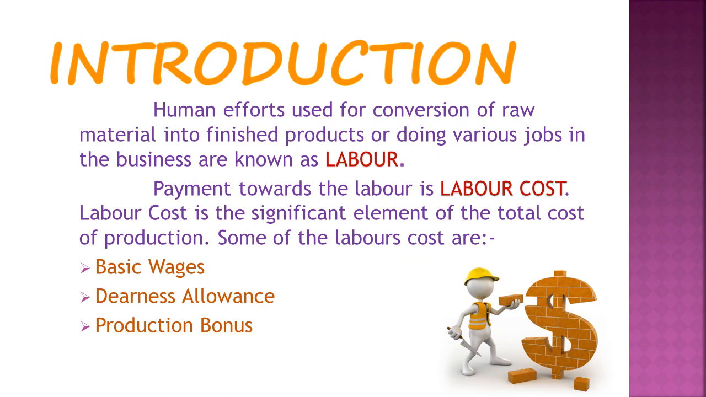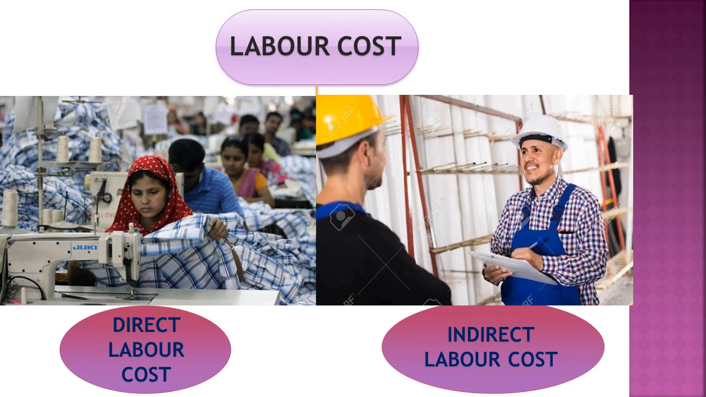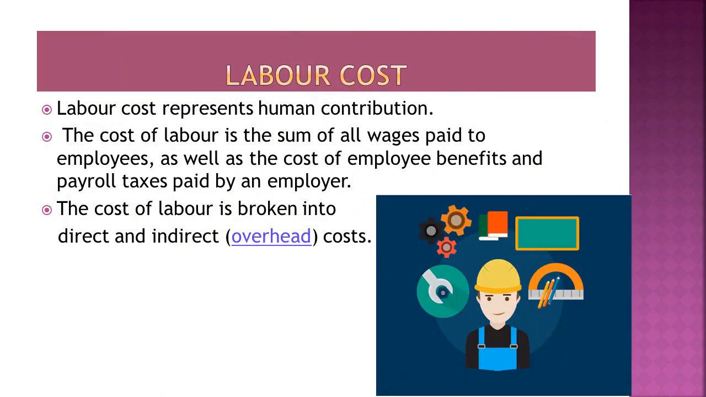So the introduction: human efforts which are required for converting raw materials to finished products is known as labor, and the amount which we give as remuneration to the worker is known as the labor cost. The most perishable item, and it's of two types, that is direct labor and indirect labor cost. It is representing human contribution as discussed earlier also.